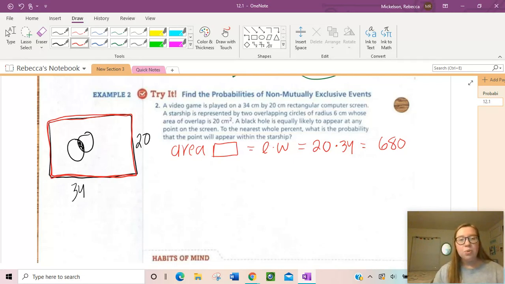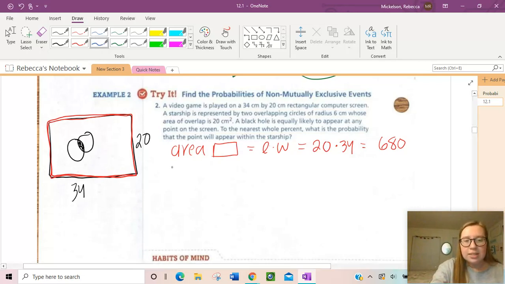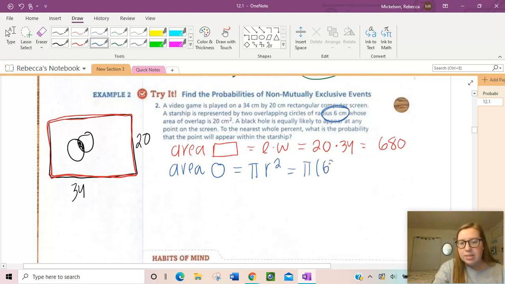And then we want to know the probability. That's like our whole screen. We want to know the probability that the black hole lands on our starship. So let's figure out the area of our circles. This is good practice for our ACT as well. How do we find the area of a circle? What's our equation? It's pi r squared. So what's the only thing we need to know? It's what our radius is. So let's plug that in. Pi times 6 squared, which is 36 pi.